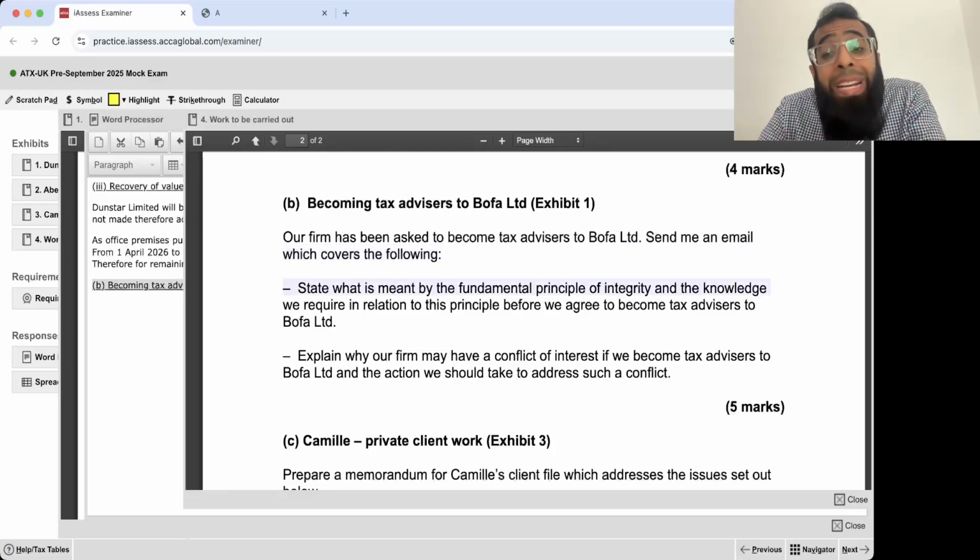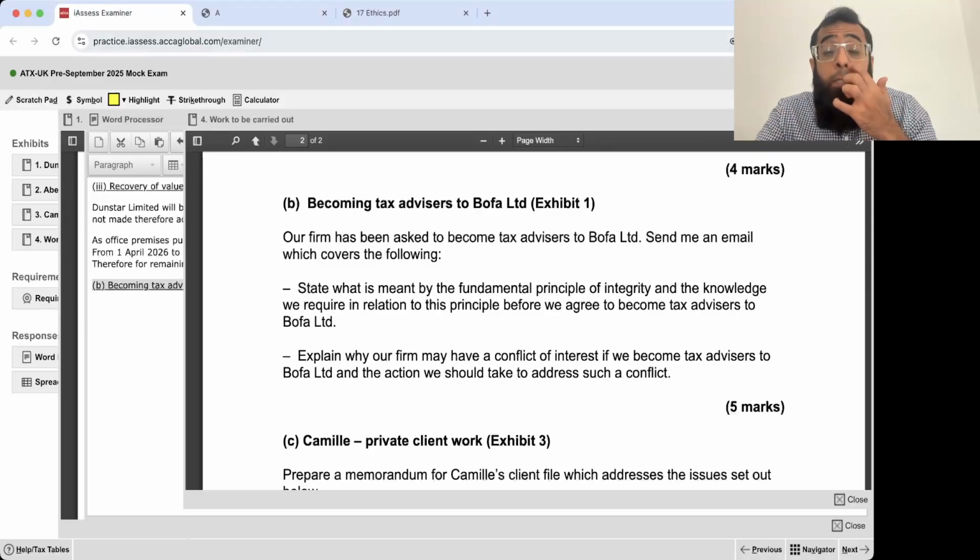State what is meant by the fundamental principle of integrity. If you all remember my ethics handout, I will show you. And the knowledge we require in relation to this principle before we agree to become tax advisor to BOFA Limited. Explain why our firm may have a conflict of interest if we become tax advisor to BOFA Limited, and the actions we should take to address such conflict. 5 marks. Let me show you my ethics handout in which we have discussed all of these things, and then I will discuss this answer.